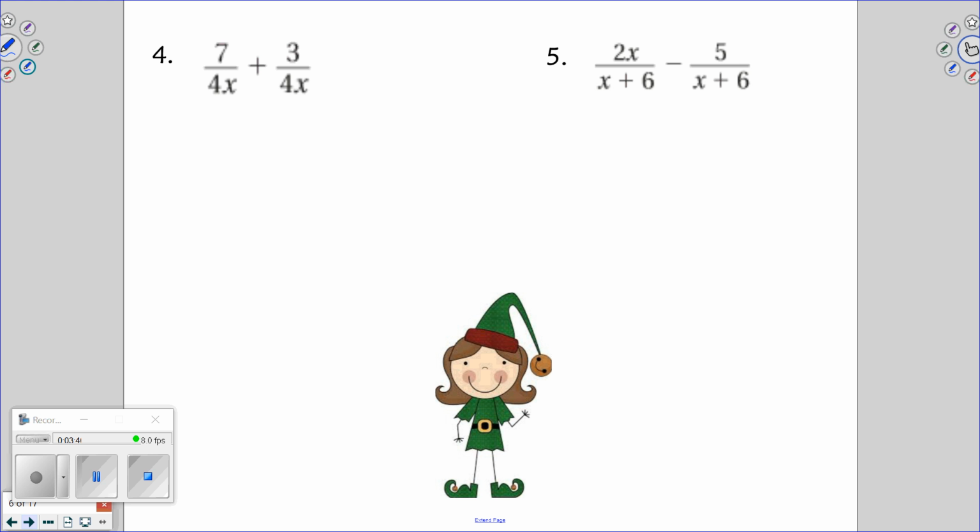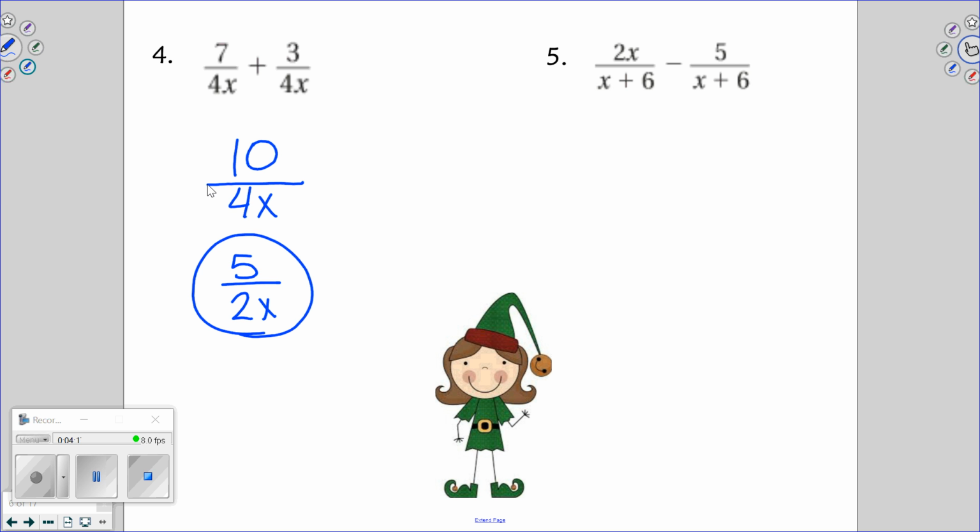So 7 over 4x plus 3 over 4x. See how it's already common? Okay, so what's the denominator going to be when I add them together? 4x, it stays common. And 7 plus 3 is 10. Questions so far? Can I simplify that? Yeah. I can divide them both by 2. If I divide them both by 2, I get 5 over 2x.